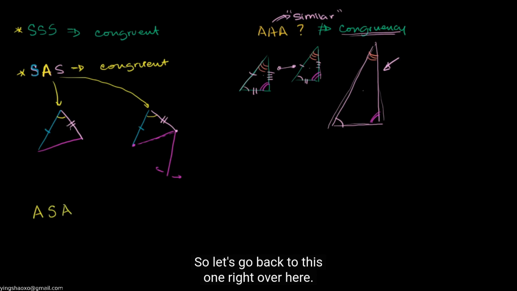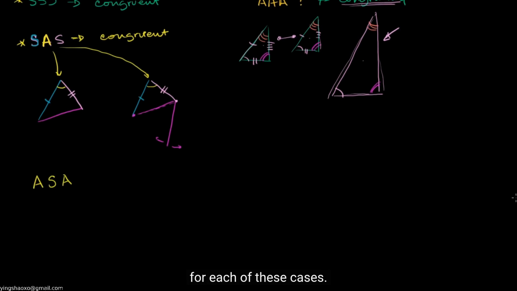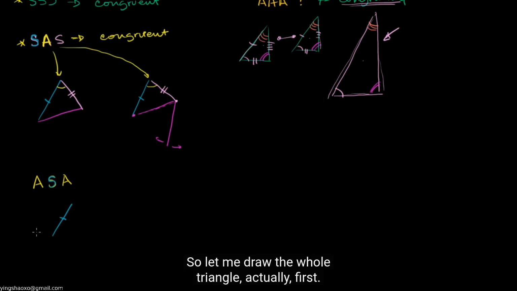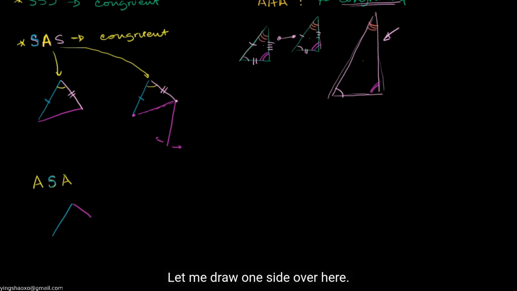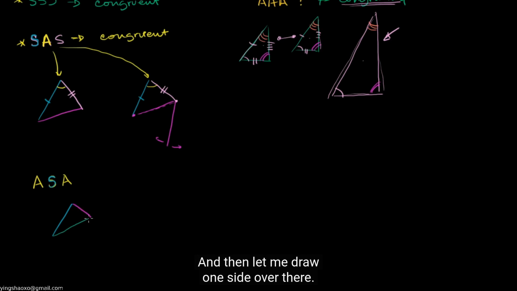So let's go back to this one right over here. Actually, let me just redraw a new one for each of these cases. So angle, side, angle. I'll draw a triangle here. So this would be maybe the side. Let me draw the whole triangle first. So I have this triangle. Let me draw one side over here, and then one side over there. And this angle right over here, I'll do it in orange, and this angle over here, I will do it in yellow.